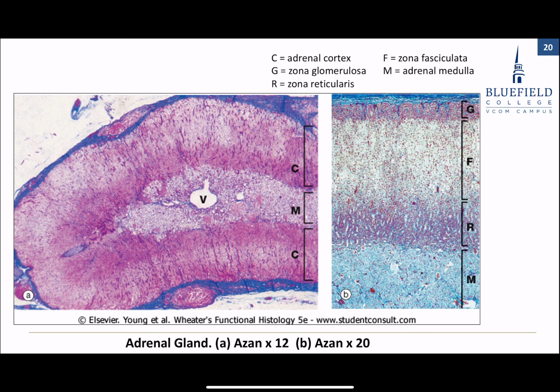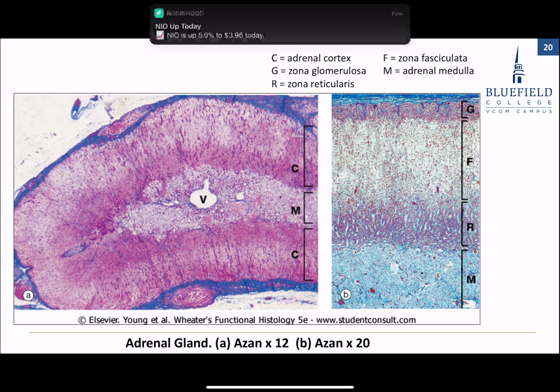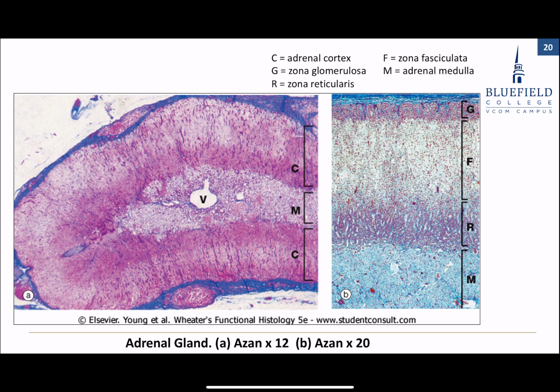Okay? The adrenal gland, we said, has two portions to it. It has a cortex and a medulla. All right, now if we take a look here, the cortex wraps around the medulla, so the cortex is on both sides. Now the cortex, if we look at it over here with the azan stain, I just realized over the break, that should be H&E here, azan over here.